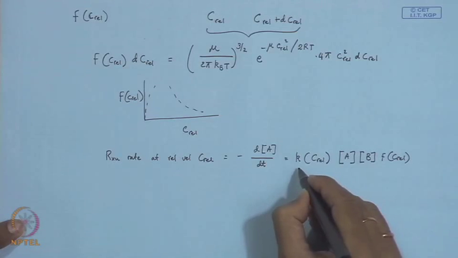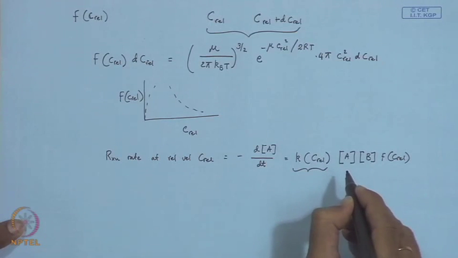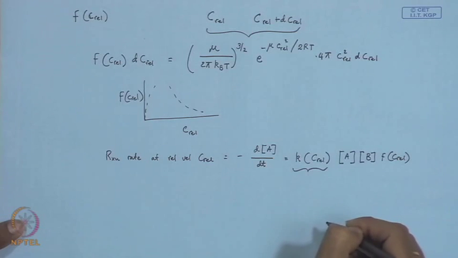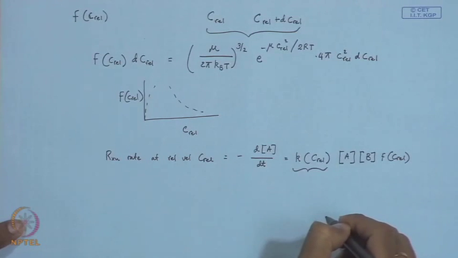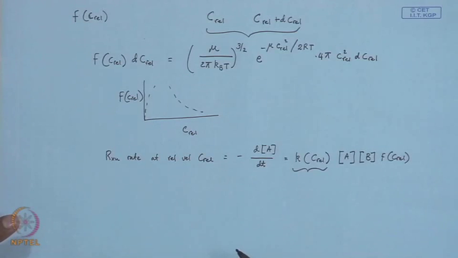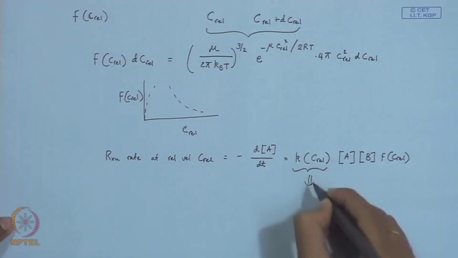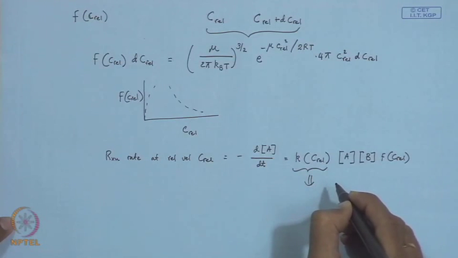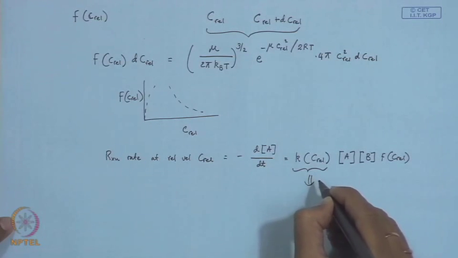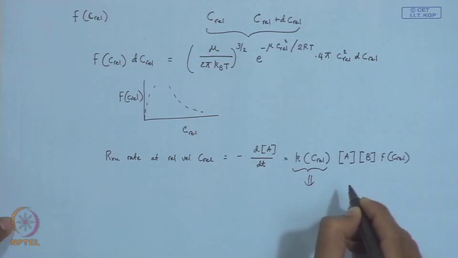So, this is basically your reactive collision volume, okay. The thermal rate constant is obtained by averaging this one, which is nothing but c relative and sigma c relative, okay, and that has to be averaged over the Maxwell-Boltzmann distribution.